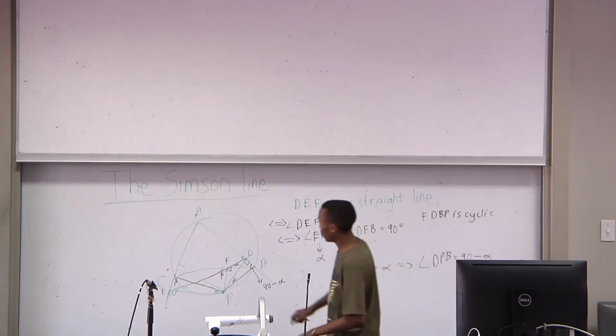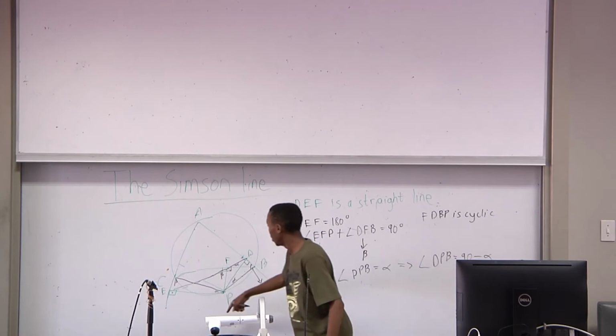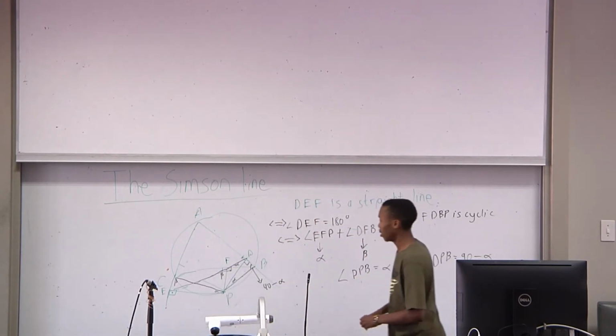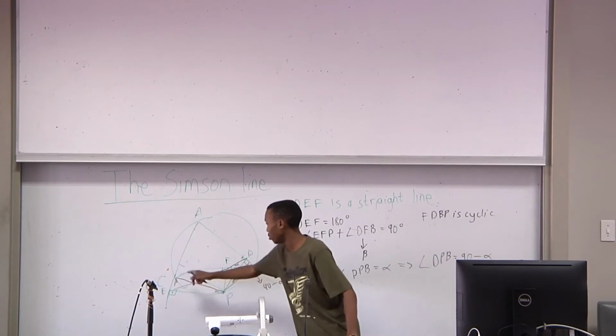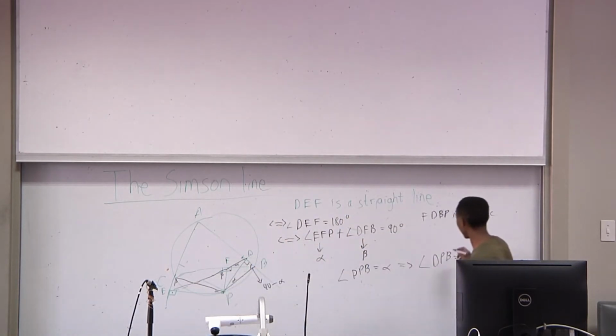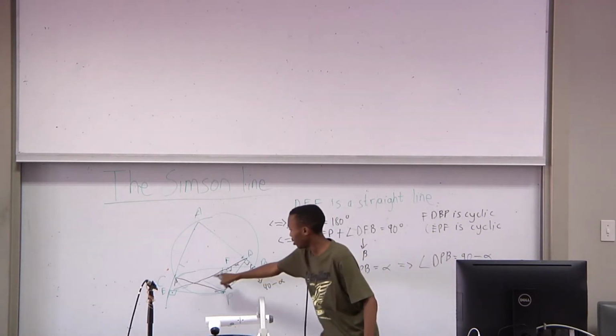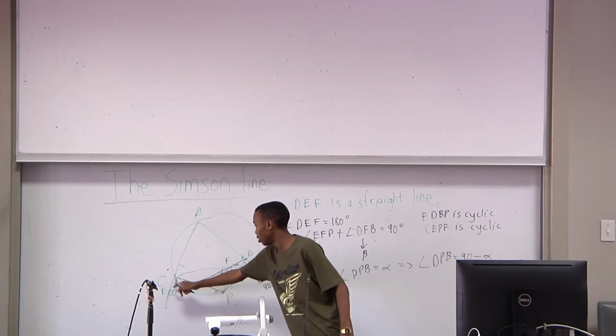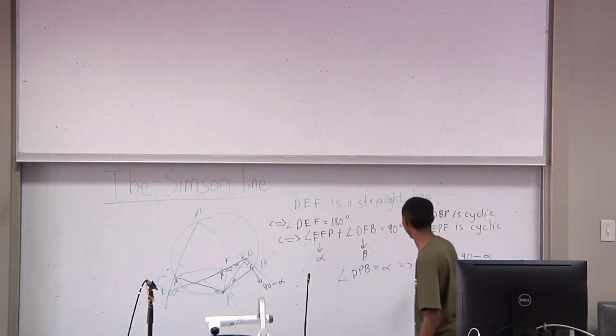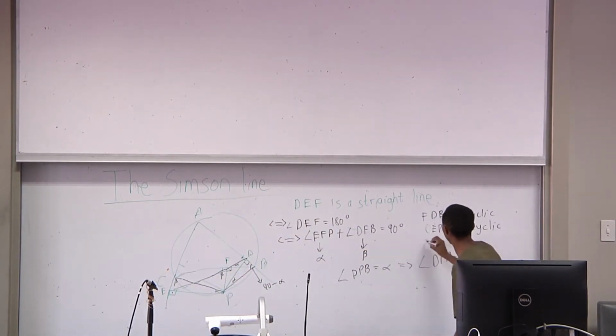And from the fact that CEPF is cyclic, because these angles add up to 180 degrees, since that's 90, CEPF is cyclic. So that angle is equal to that angle over there, so that's beta also. So ECP is beta.